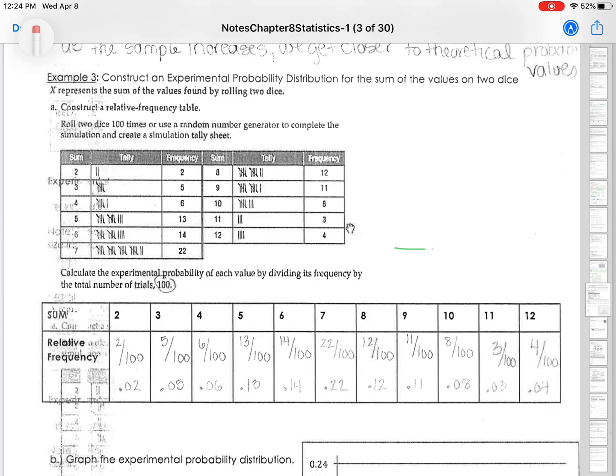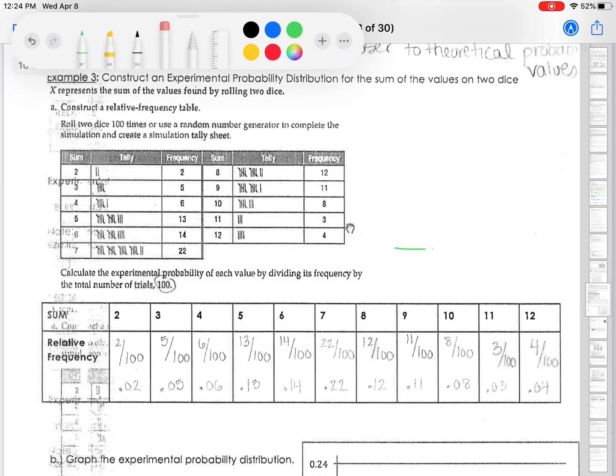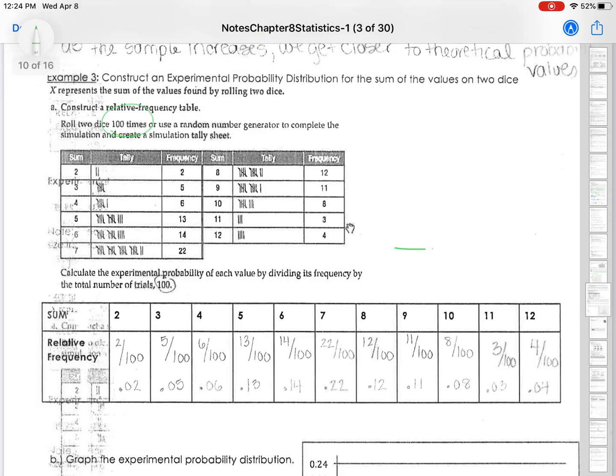All right, so we're going to sort of use a similar idea to what we just did with example 2. We're just going to talk about tallies here. So it says X represents the sum of the values found by rolling 2 dice. Okay. Construct a relative frequency table. We're going to roll 2 dice 100 times and use a random number generator to complete the simulation and create a random tally sheet. So key is it says 100 times. That's how many times that it was rolled. So that's a key number because that is the sum.